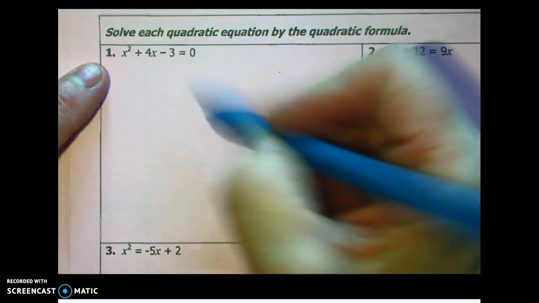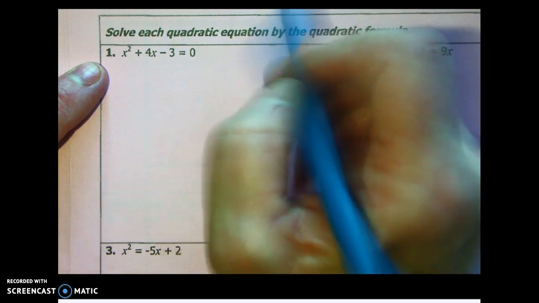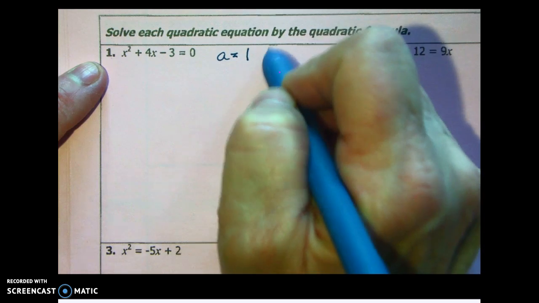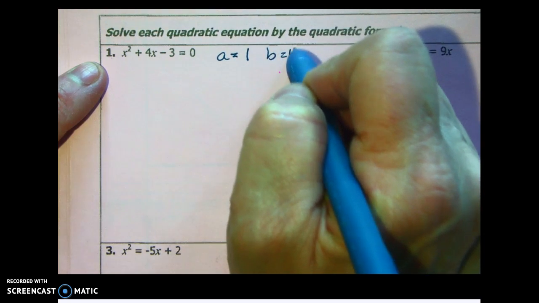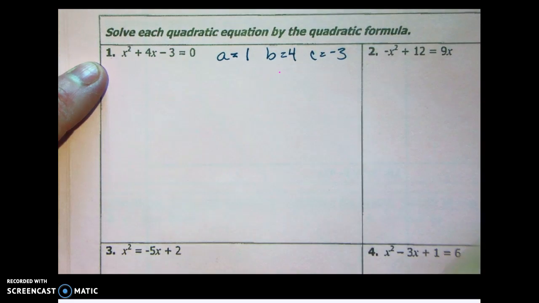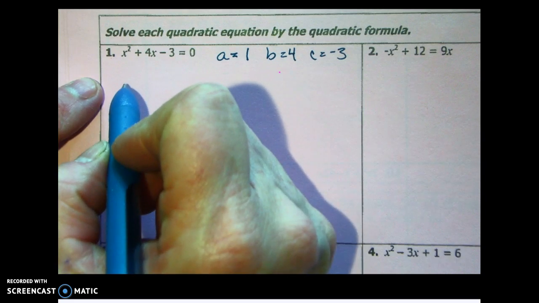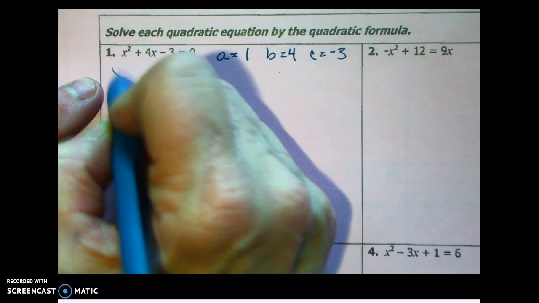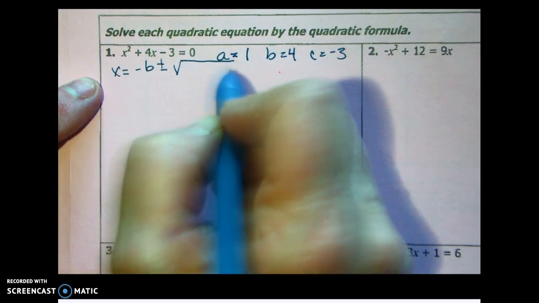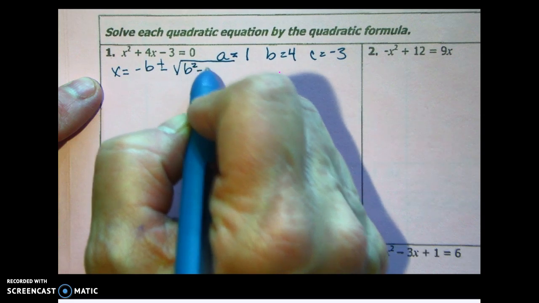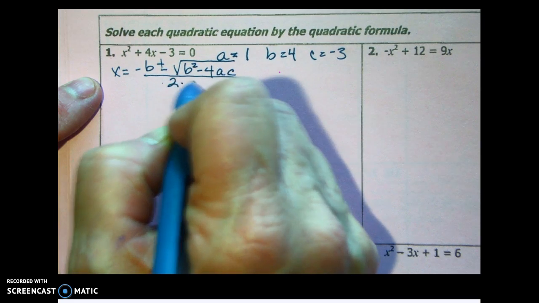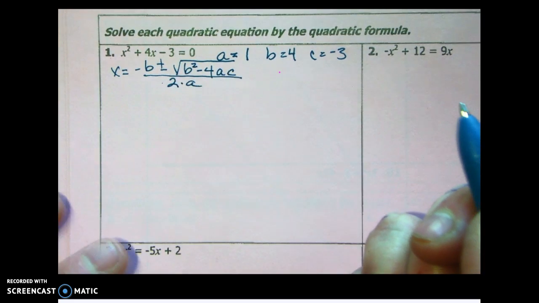Okay, first I'm going to make sure it's set equal to 0. And then a equals +1, b equals 4, and c equals -3. Okay, and my formula, x equals -b plus or minus the square root of b squared minus 4 times a times c, all over 2 times a.